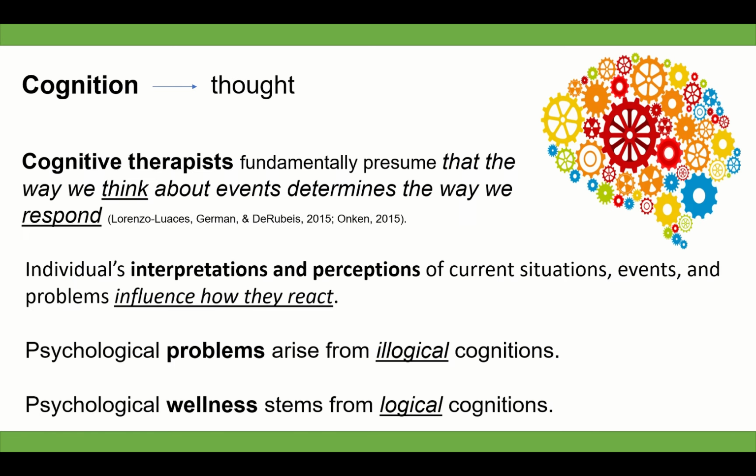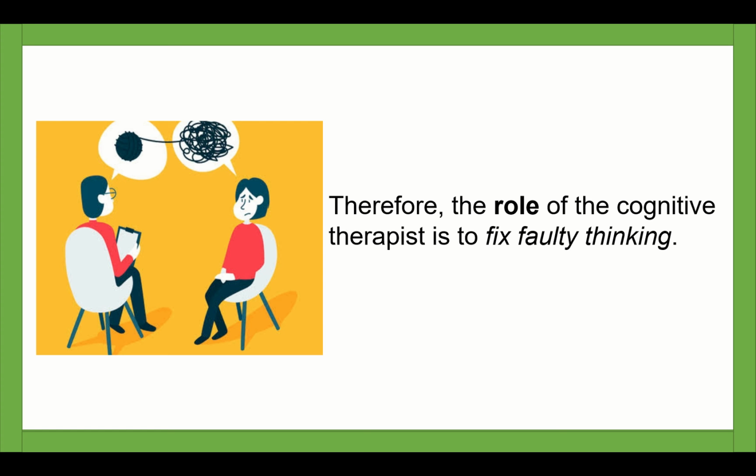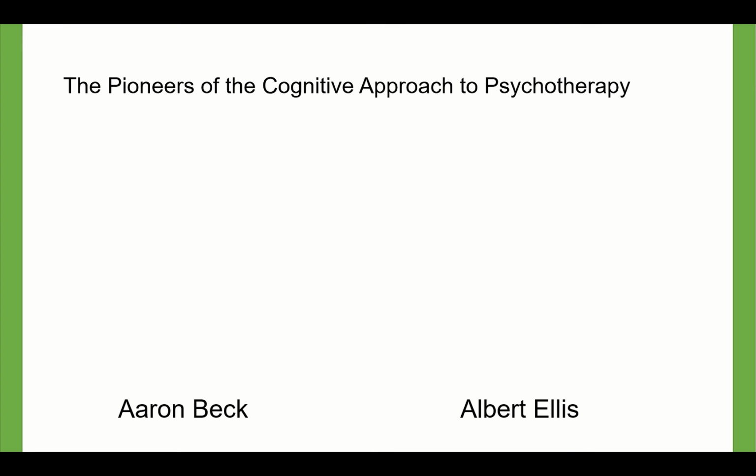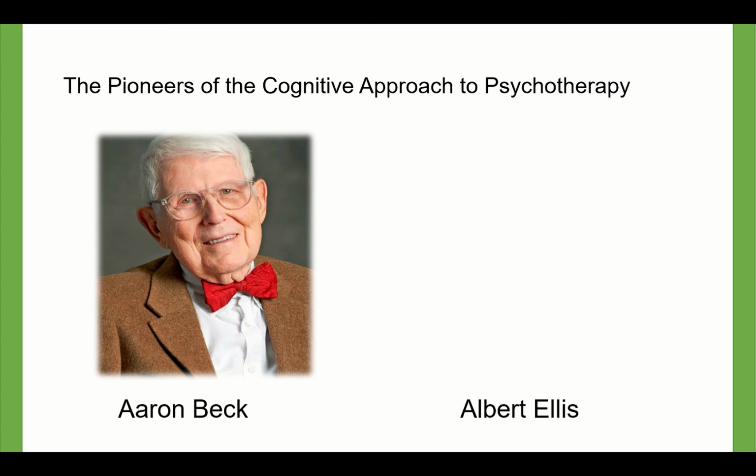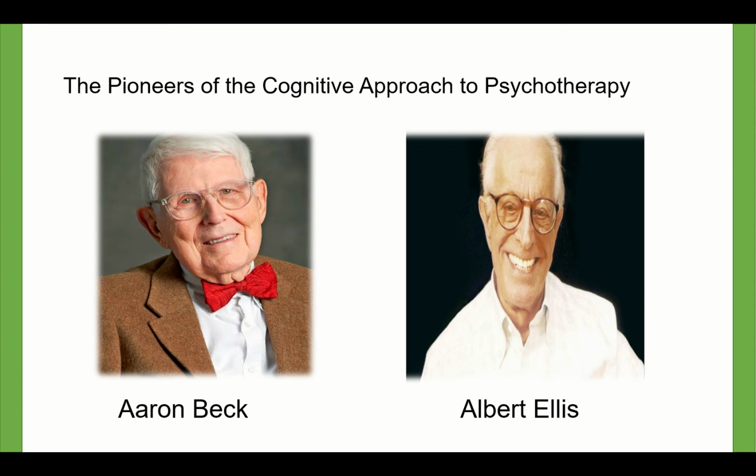That is when the cognition appropriately matches the event. They can lead to a more adaptive or healthy reaction. Therefore, the role of the cognitive therapies is to fix faulty thinking. These are the pioneers of the cognitive approach to psychotherapy. We have Aaron Beck and Albert Ellis.